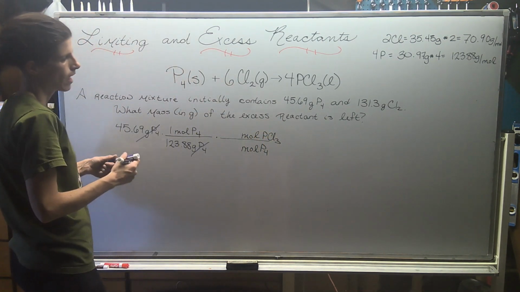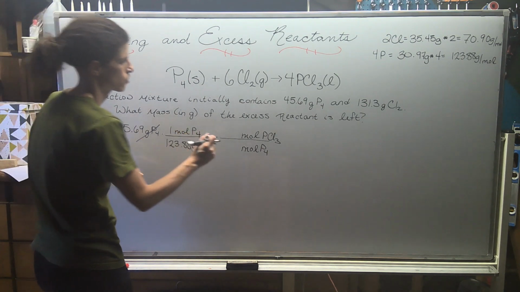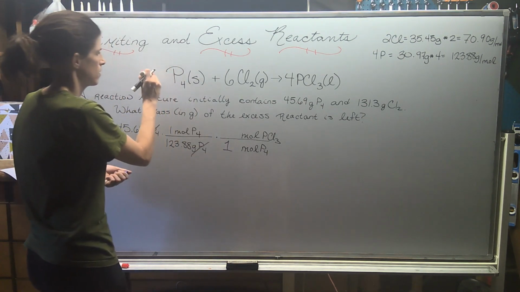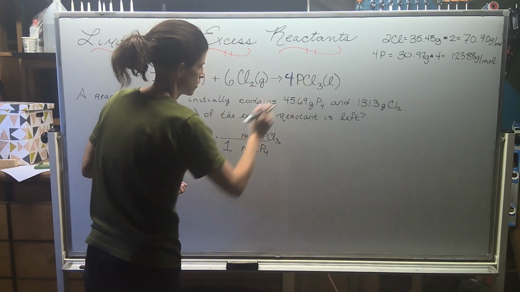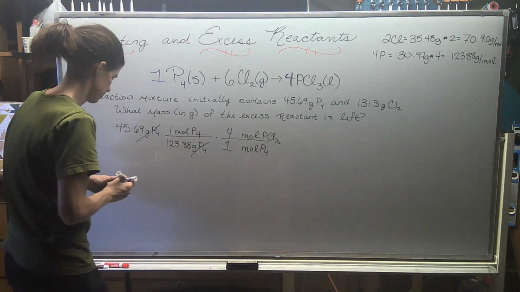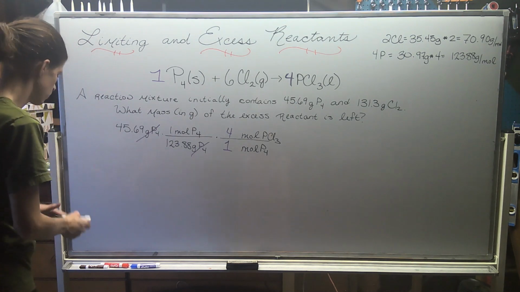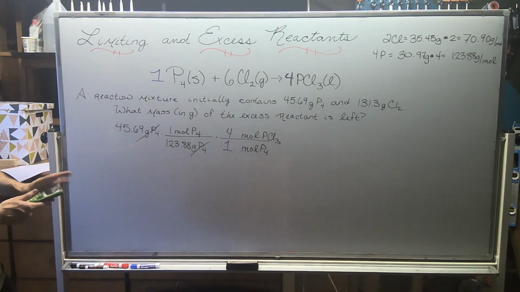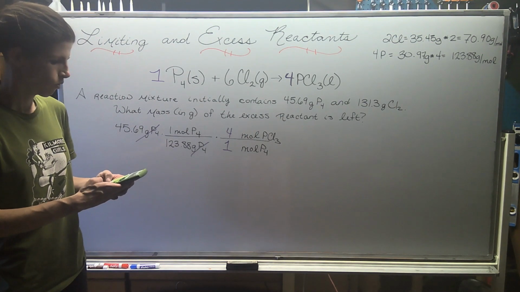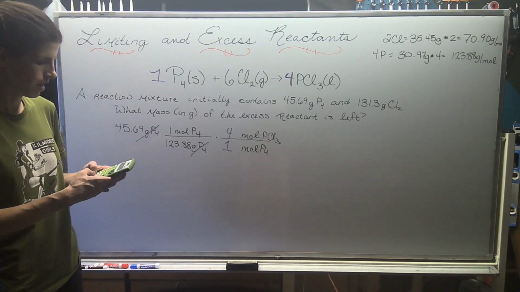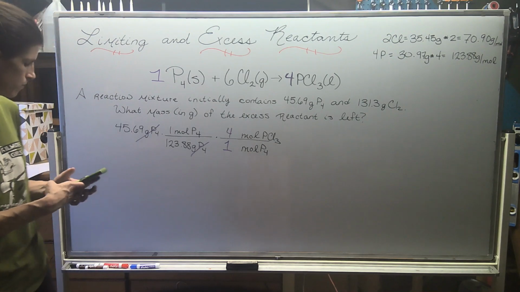And let's grab those mole-to-mole conversion factors. So there's a 1, that's this one here, and then there's a 4 here, which I'll put here. So in my calculator, I'm going to do 45.69 times 4 divided by 123.88.